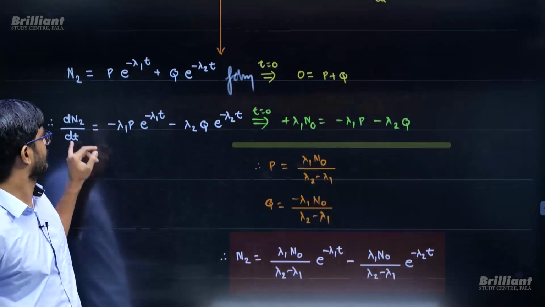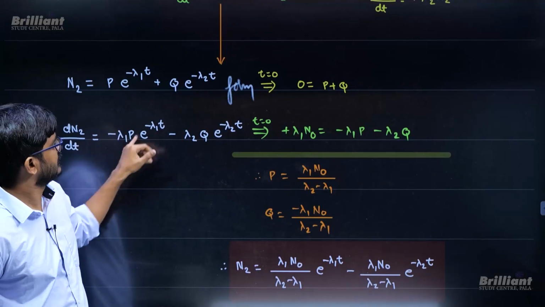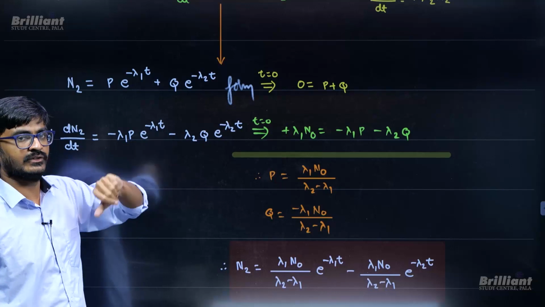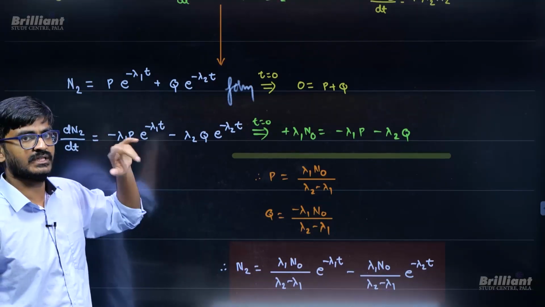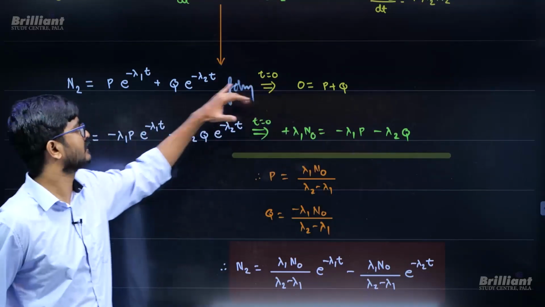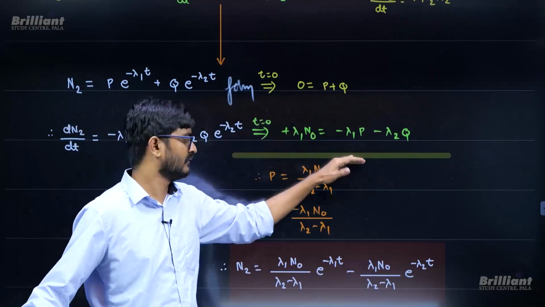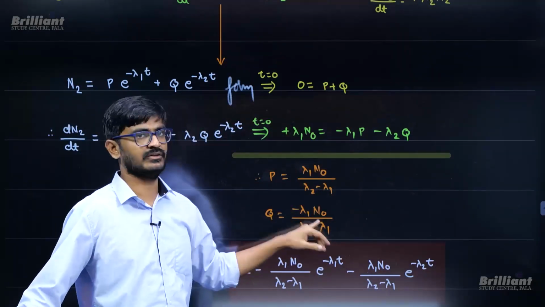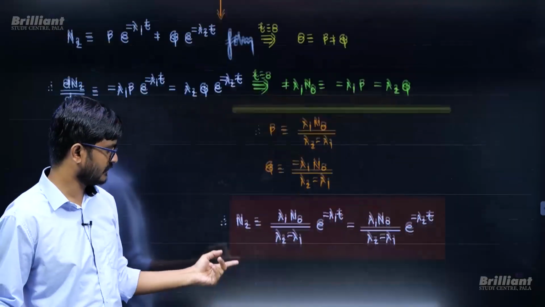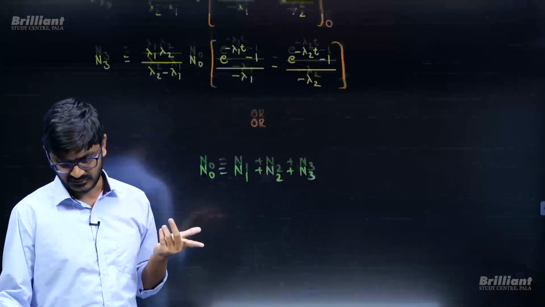Now dn2 by dt, you differentiate this. But what is dn2 by dt? It is the rate at which n2 is forming, which initially is only lambda 1 n0. So when you substitute it, you get another equation. So at t equals 0 you get two equations and two unknowns. When you solve for them, you get the value of p and the value of q. When you substitute them back, you get the value of n2. That's the easy way of getting it instead of integration. Whatever way, you will get the result.